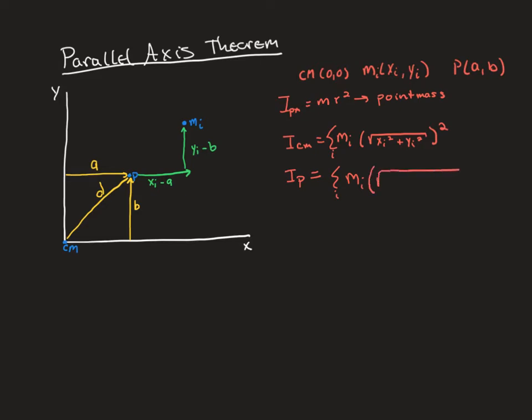So this is going to look a little messier. So (xi minus a) squared plus (yi minus b) squared, and then we're squaring that entire quantity. Alright, so now I'm going to do a little bit of algebra, where I'm going to acknowledge that the square root and the square cancel each other out, and I'm going to FOIL these terms in here.